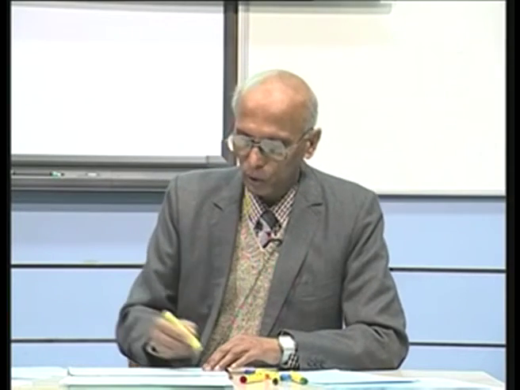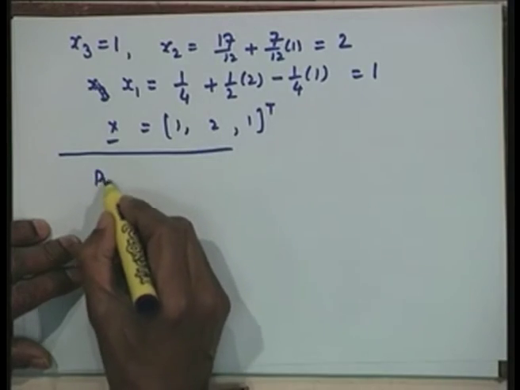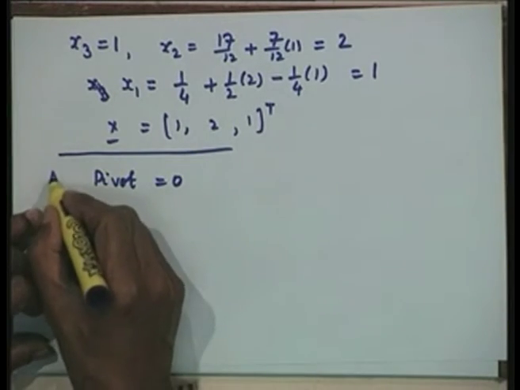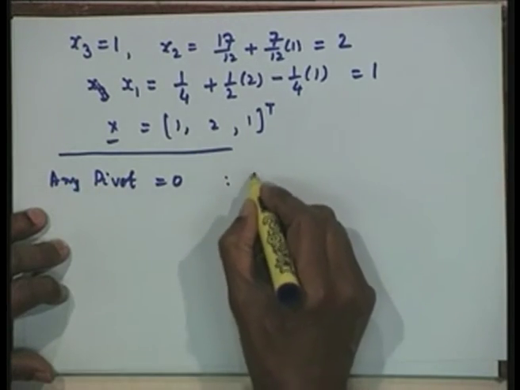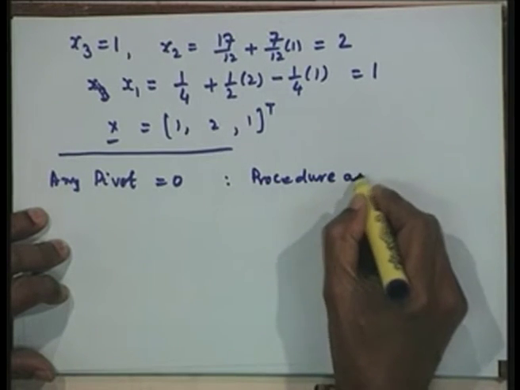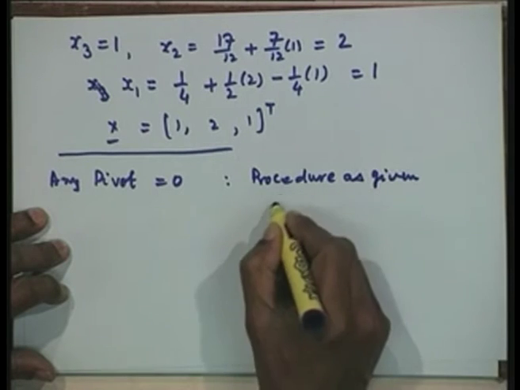Now, I would answer the question which you have asked earlier. The procedure would fail if any pivot is 0. At any stage, if any pivot is 0, the procedure as given fails.